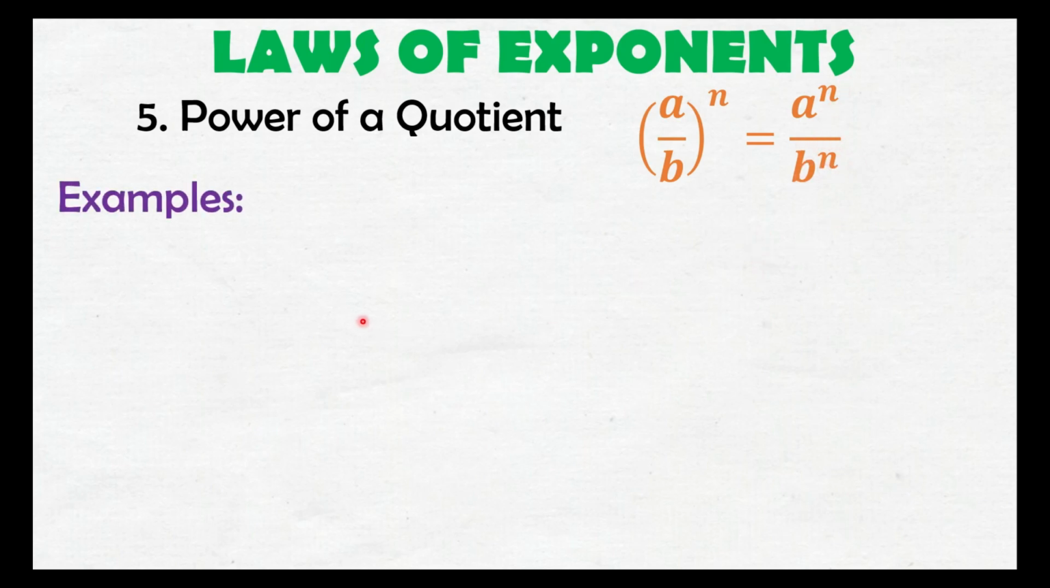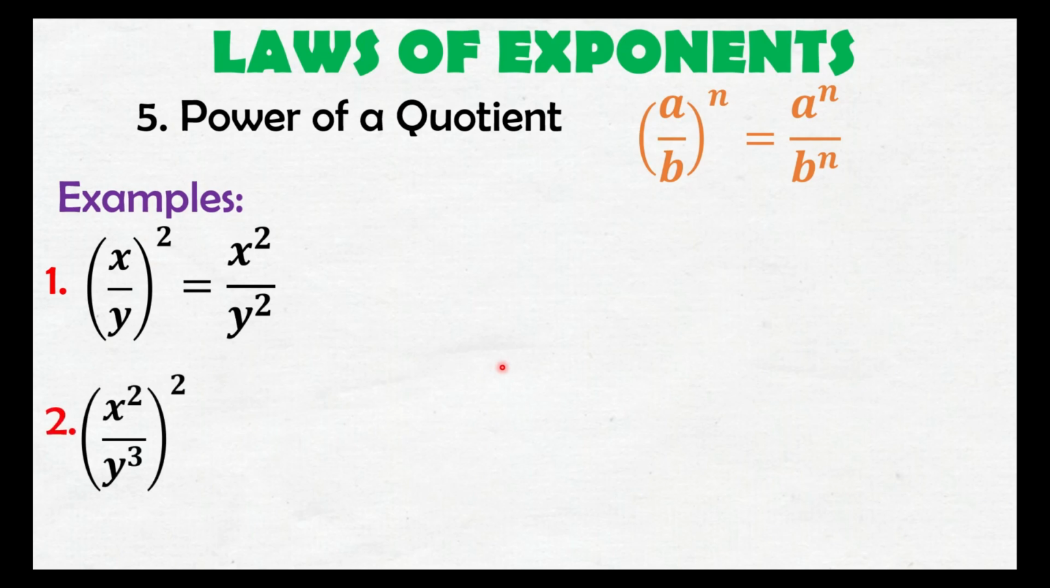So, bigay tayo ng mga example. So, quantity x over y raised to 2. So, pwede natin i-rewrite yan as x square over y square. So, i-distribute natin itong 2 sa x at sa y. So, hindi lang yung x yung naka-raise sa 2, no? Kasi, naka-parenthesis siya. So, ibig sabihin yan, kasama si y sa naka-raise sa 2.